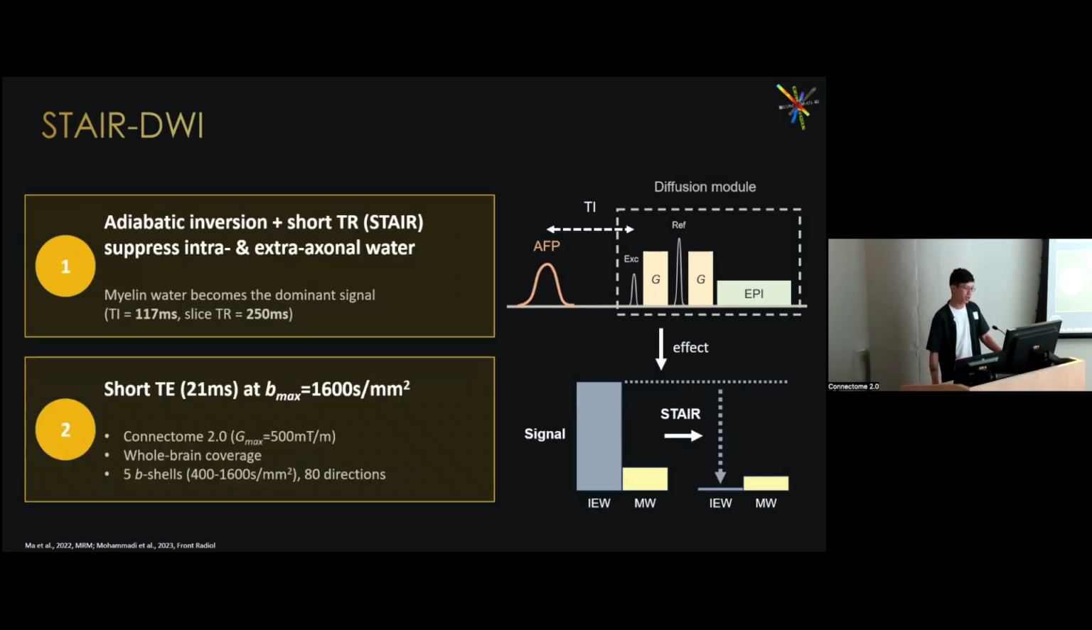Together with the short TE enabled by Connectome 2, we can achieve the shortest echo time of 21 milliseconds with a maximum b value of 1600. And we implemented this sequence to acquire whole brain coverage acquisitions with 5 b shells and 80 directions.